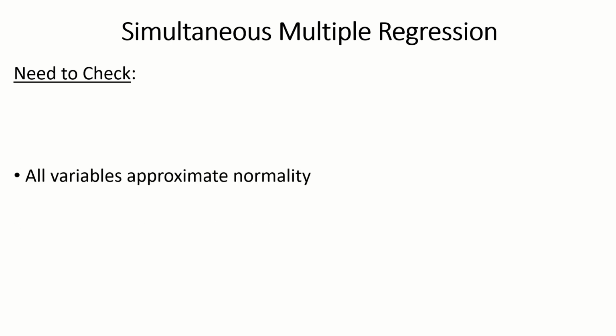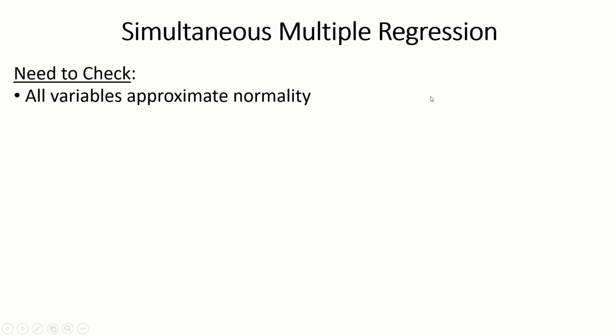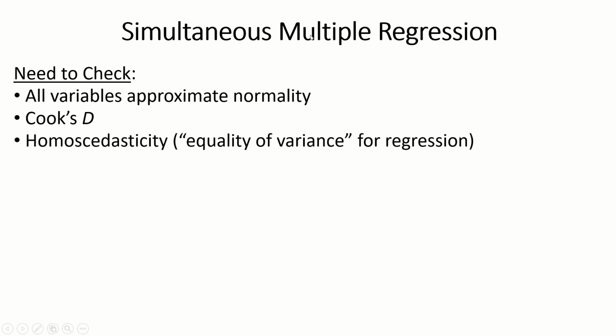So what we need to check before we take a look at the simultaneous multiple regression output is that all our variables approximate normality, just like for bivariate correlation. And when you do a multiple regression analysis, you can actually get Cook's d-values to check for potential outliers, which is nice. We've already talked about Cook's d-values, so I won't go over that again. And lastly, the last data check that we need to do for multiple regression is called homoscedasticity.